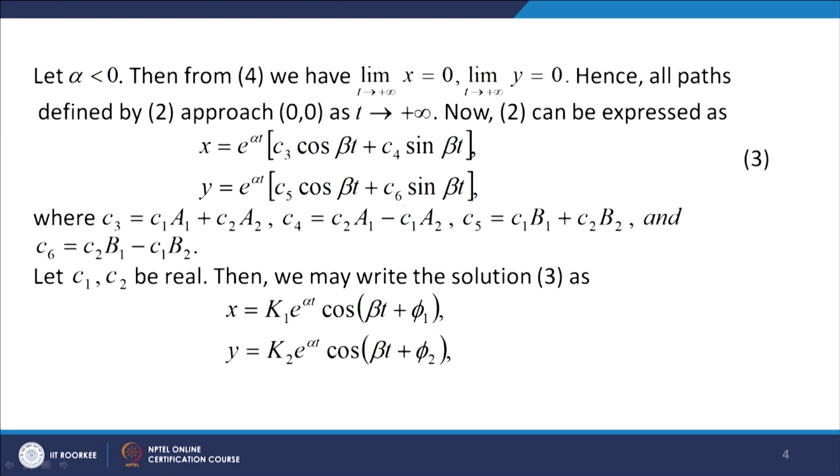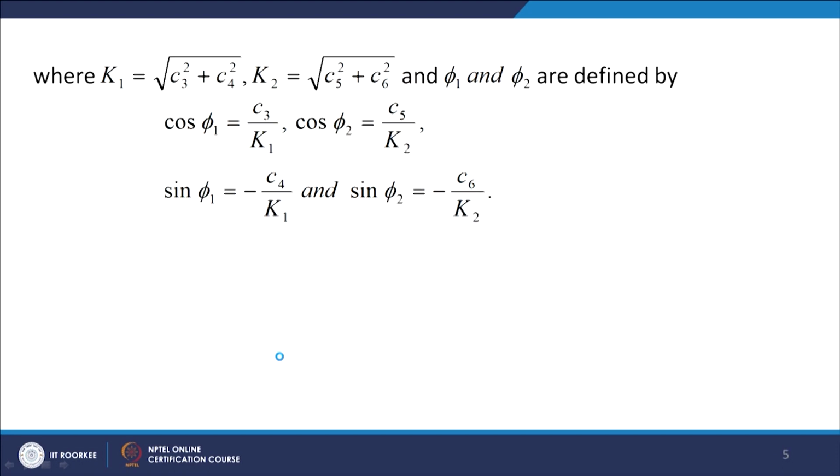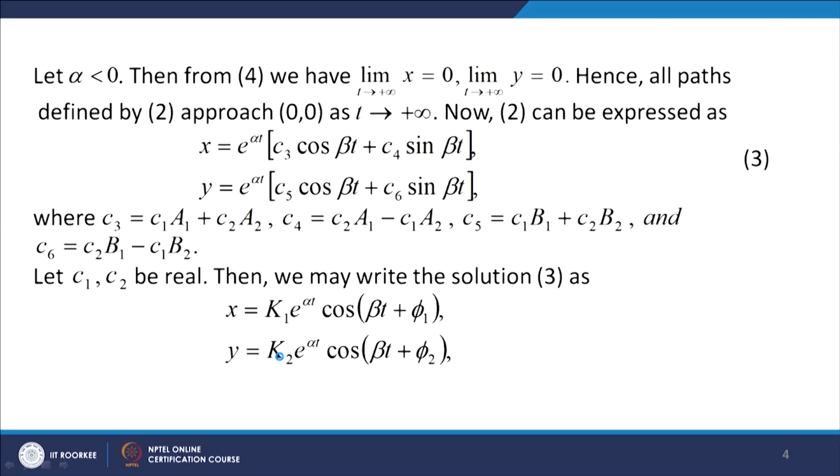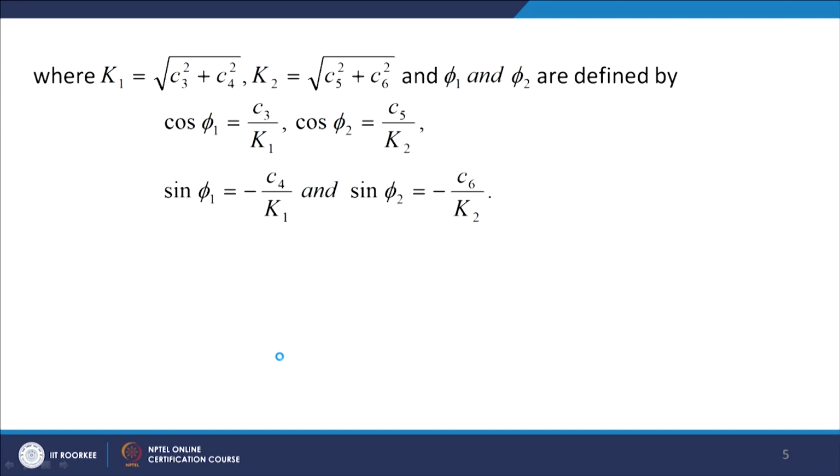Now let us assume that c1 and c2 are real numbers. Then this representation of x and y can be further written in this form: x equal to k1 times e to the power alpha t cos of beta t plus phi 1, and y equal to k2 times e to the power alpha t cos of beta t plus phi 2. It is easy to see that k1 is under root c3 square plus c4 square and k2 is under root c5 square plus c6 square, and phi 1 and phi 2 are given by cos phi 1 equal to c3 by k1, cos phi 2 equal to c5 by k2, sin phi 1 equal to minus c4 by k1 and sin phi 2 equal to minus c6 by k2.